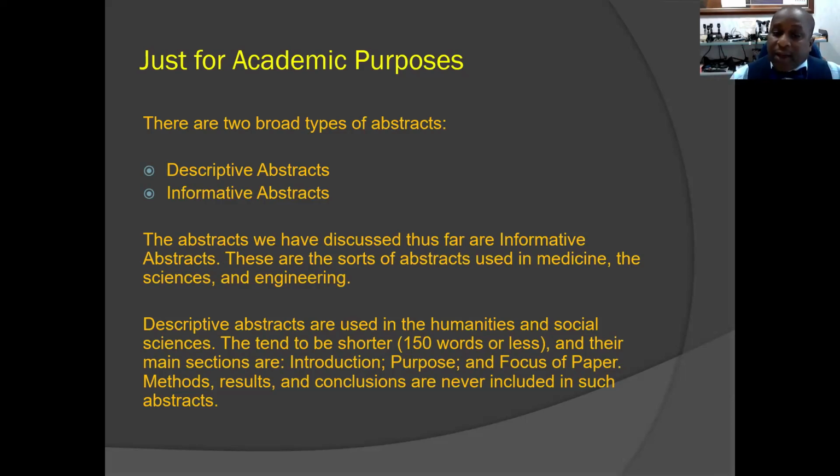So descriptive abstracts are used in the humanities and the social sciences. They tend to be shorter. Whereas our abstracts tend to be 200 to about 300 words, theirs tend to be 150 words or less. Their main sections are introduction, purpose, and focus of paper. Methods, results, and conclusions are never included in a descriptive abstract. So that's the difference between descriptive abstracts and informative abstracts.